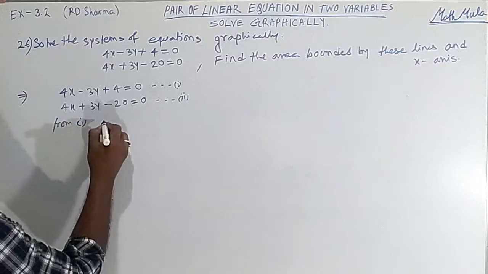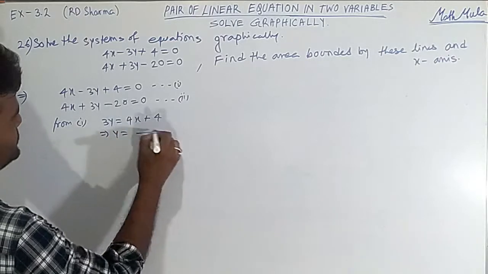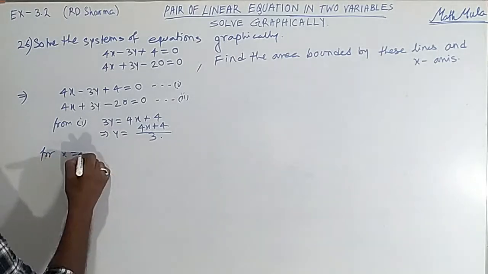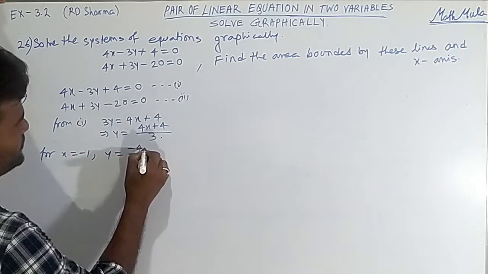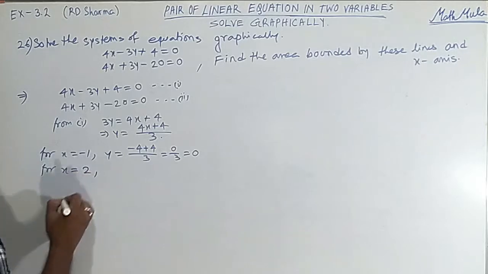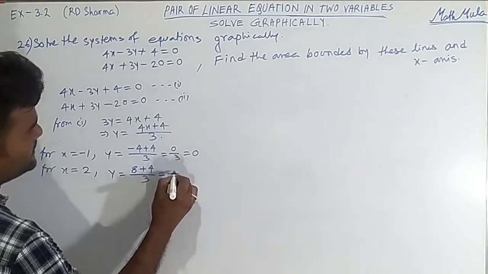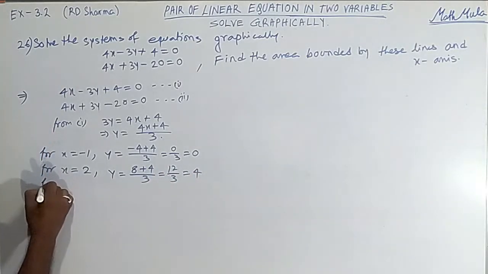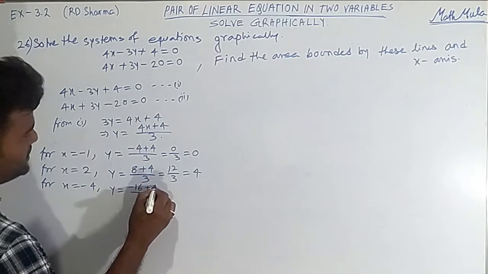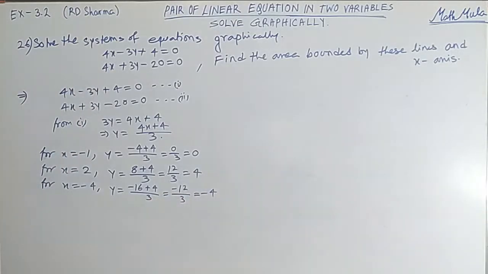From equation 1 we get 3y equals 4x plus 4. Then we can write y equals (4x plus 4) by 3. Now for x equals minus 1, y will be (minus 4 plus 4) by 3, that is 0. For x equals 2, y equals (2 times 4 is 8, plus 4) by 3, that is 12 by 3, that is 4. For x equals minus 4, y equals (minus 16 plus 4) by 3, that is minus 12 by 3 equals minus 4. Okay, then we get a table.